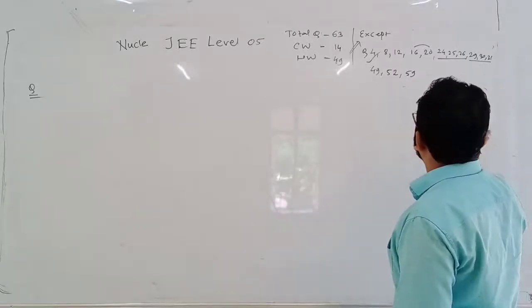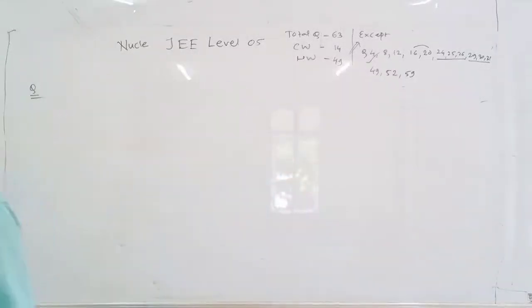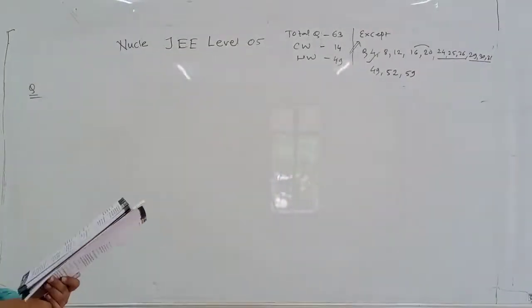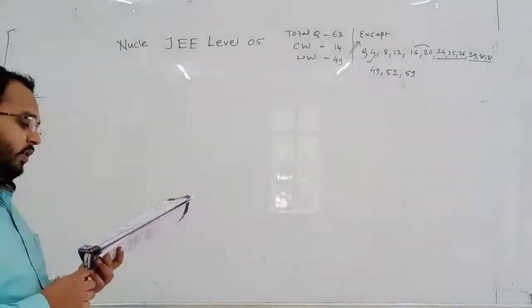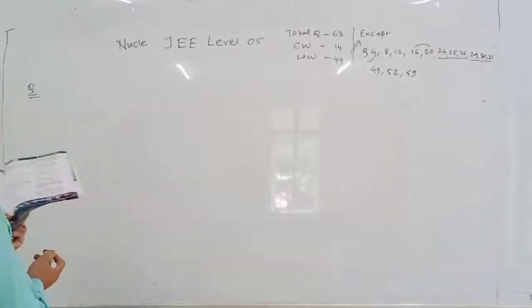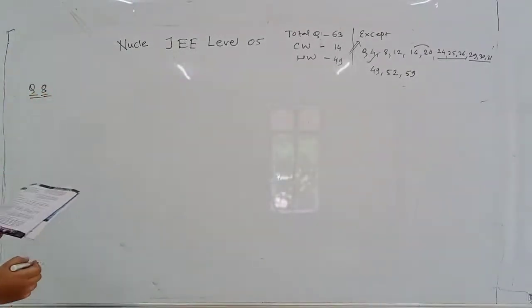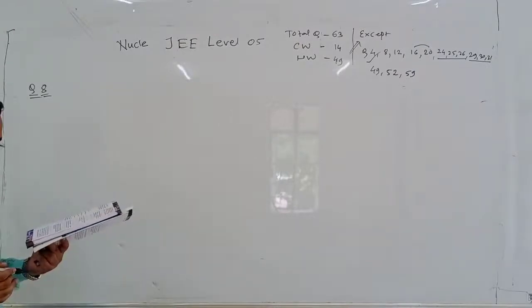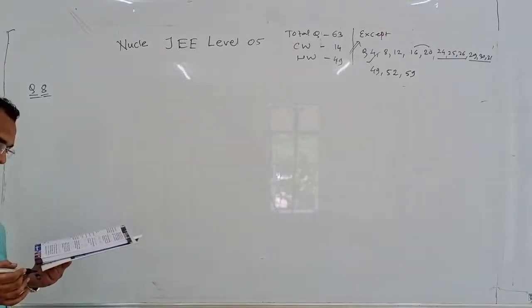Now next question. Question number 8. Nuclei of radioactive element A are produced at a rate t square at any time t. The element A has a decay constant lambda. Let N be the number of nuclei at time t.